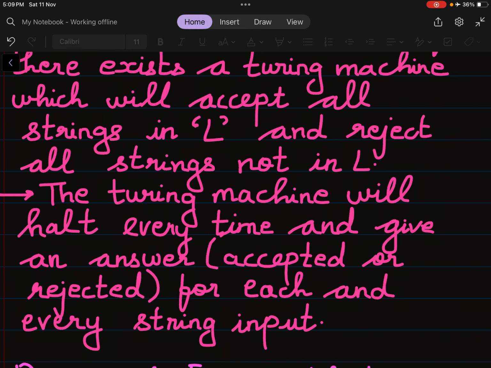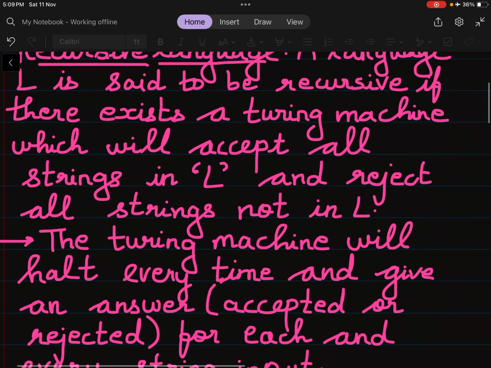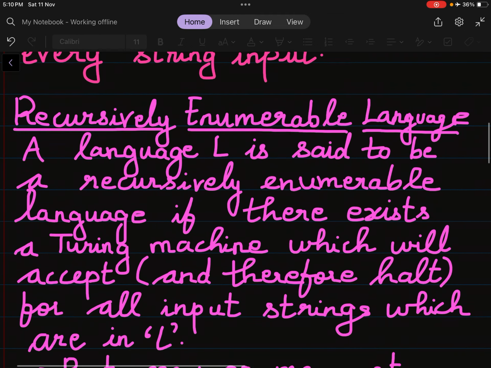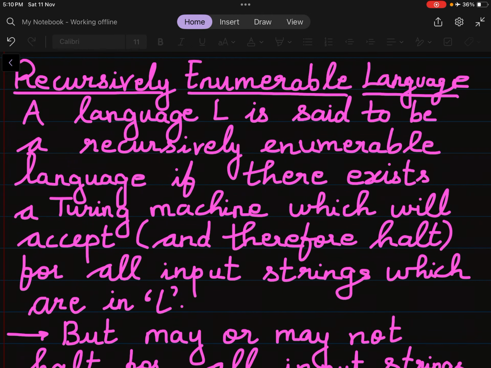So it will halt if the string is accepted. It will also halt if the string is rejected. So in both situations it will halt, whether the string is accepted or rejected. Such a case is called a recursive language. So a recursive language is a language where the Turing machine will halt every time and give an answer, accepted or rejected. So what is a recursively enumerable language?